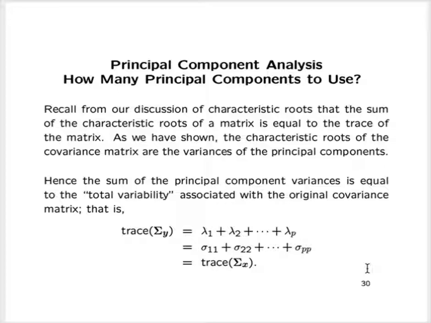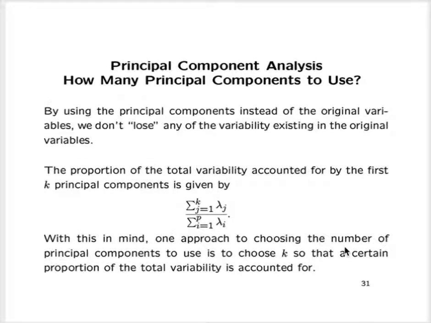So as we've shown, the characteristic roots of the covariance matrix are the variances of the principal components. The implication of this is that the sum of the principal component variances is equal to the total variability associated with the original covariance matrix. In other words, the trace of the principal component covariance matrix is equal to the trace of the covariance matrix of the original response vector. Okay, so the sum of the lambdas is equal to the sum of these sigmas, which are the variances of the original variables. So here we have the sum of the principal component variances, here we have the sum of the original variances, and those two sums are equal.